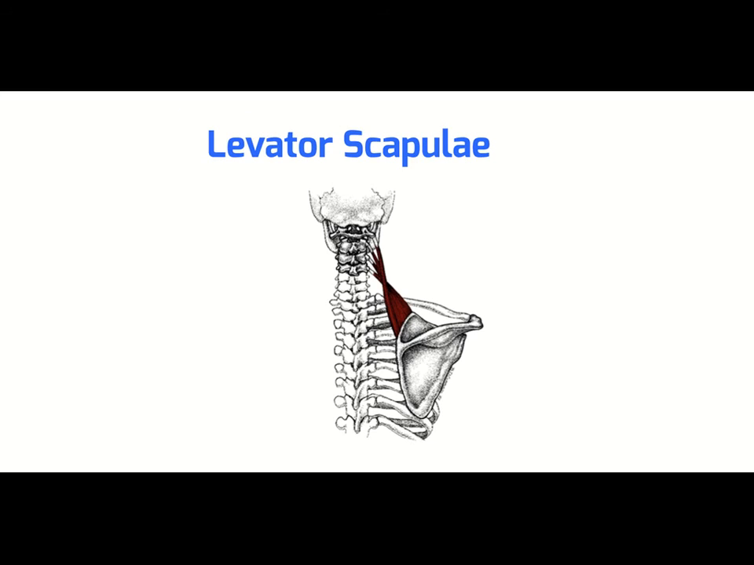The levator scapulae is one of the few muscles that primarily is responsible for moving the scapula. So when we look at the rhomboids, they were responsible for moving the scapula, but they're also really responsible for stabilizing, and they also kind of work with the trapezius and can cause some motion at the glenohumeral joint. The levator scapulae really can only move the scapula.